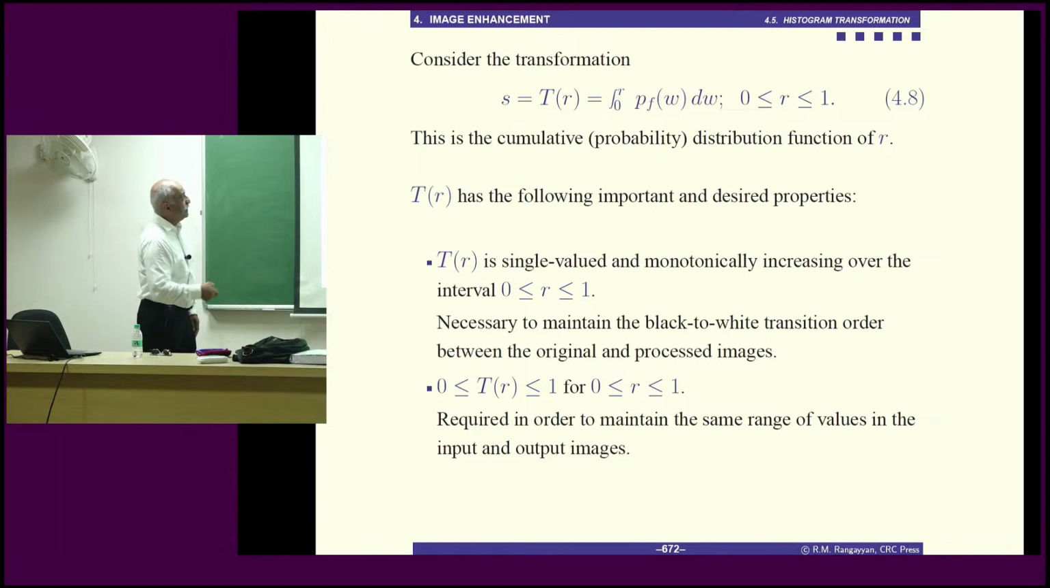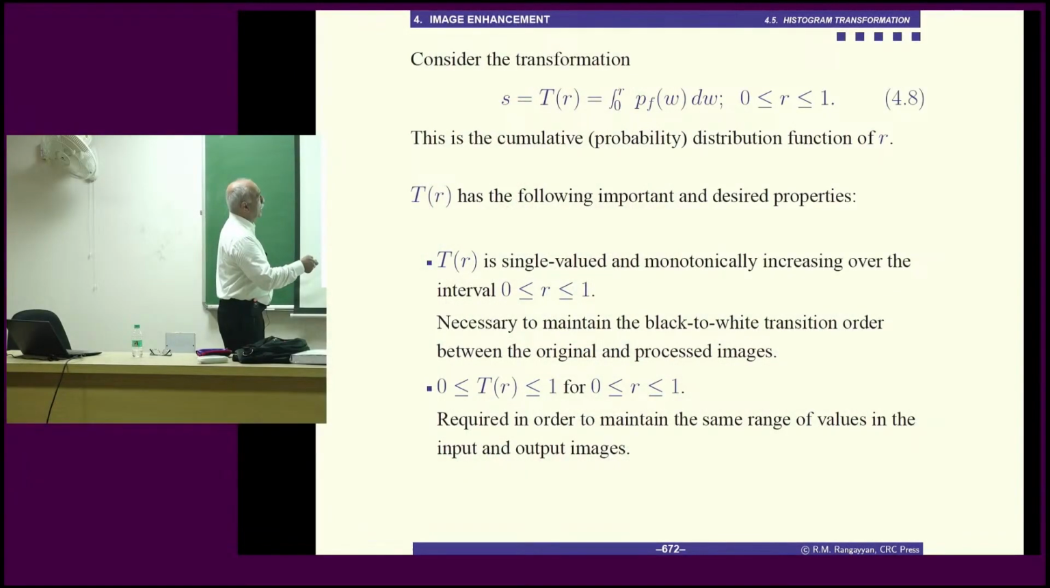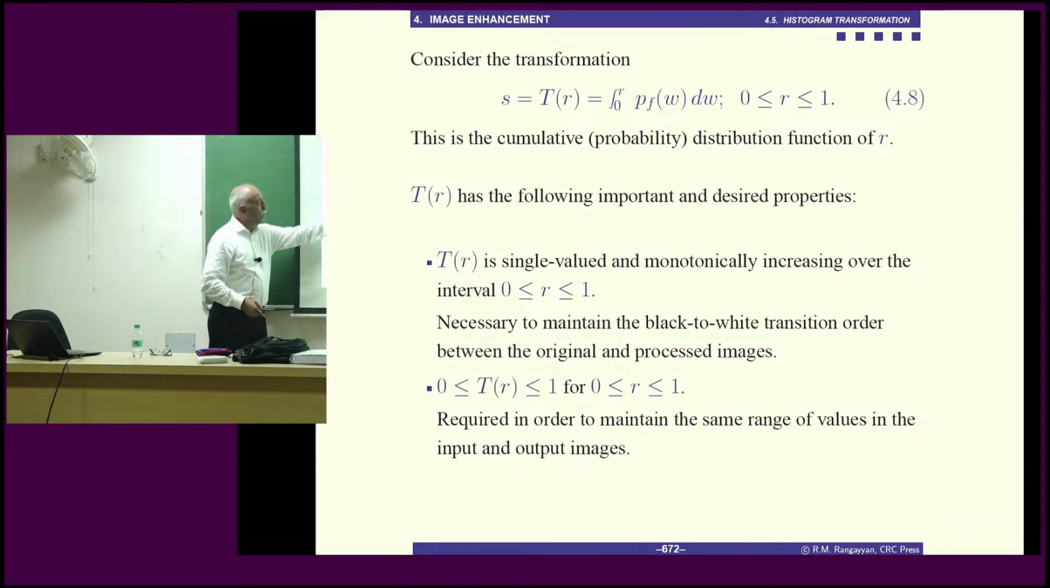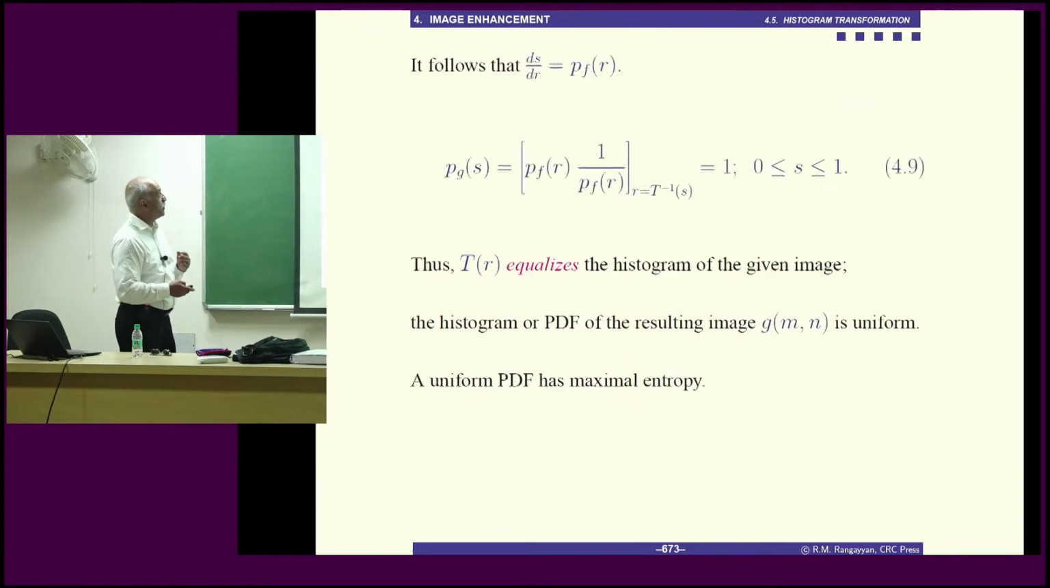So this T(r) now has these important properties. It is single valued and it is monotonically increasing because you are adding probability values that cannot be negative, in the interval 0 to 1 for r. This is necessary to maintain black to white transition. When you apply a transform like this, you cannot go backward and reduce the output gray level when the input is increasing. So you want monotonically increasing functions for the transform. And this transform output is between 0 and 1 for the input being between 0 and 1. It maintains the same range of the variable r and s, input and output variables.